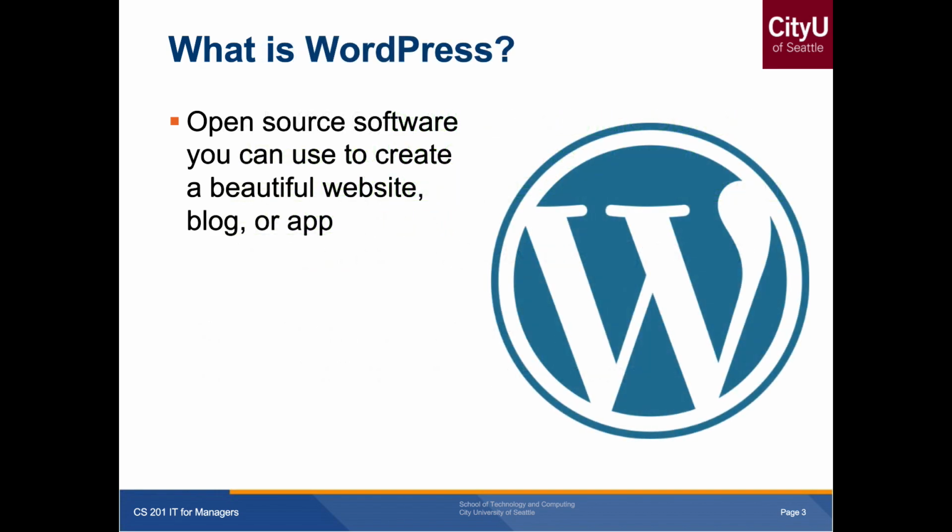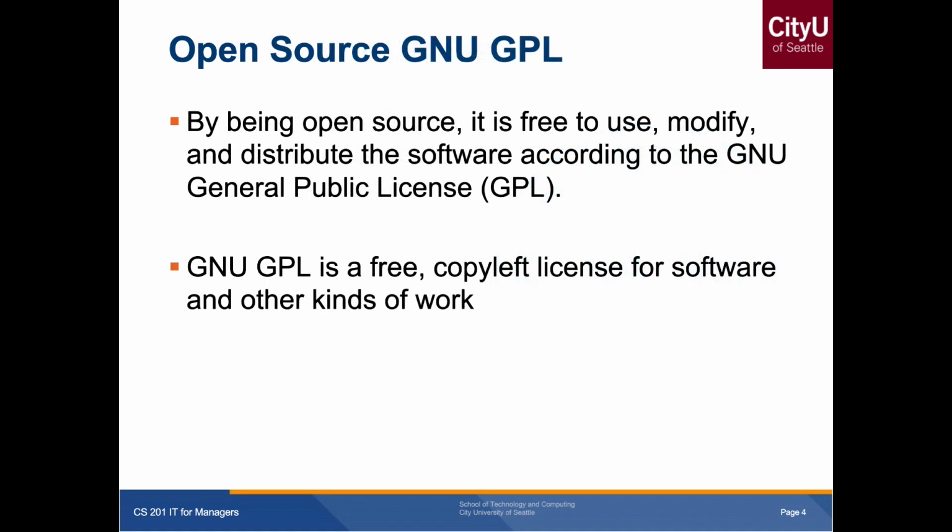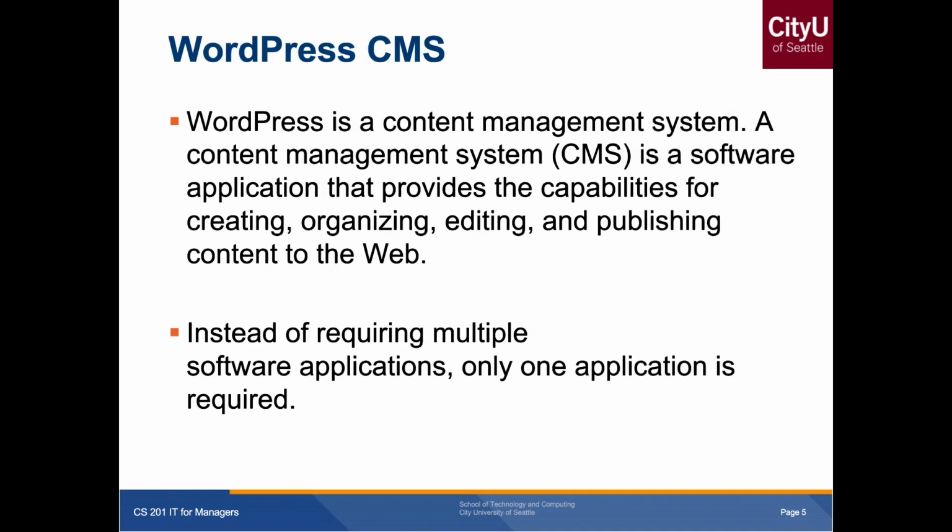So what is WordPress? It's an open source software that you can use to create a beautiful website, blog, or app. Open source meaning you can view the code, and with this license you can basically use that software, right? So it's free to modify, distribute with the GNU GPL license. It's one of the less restrictive open source licenses.